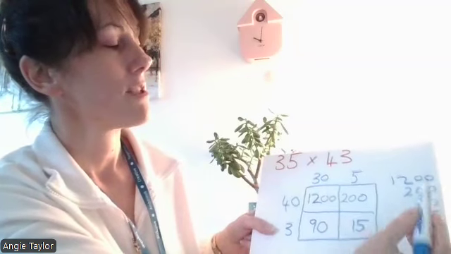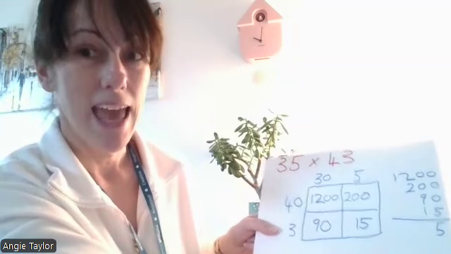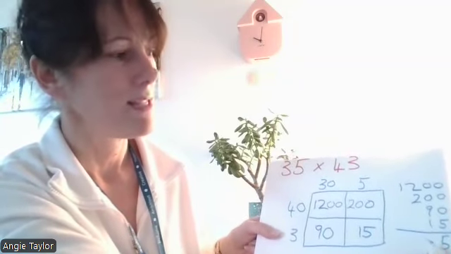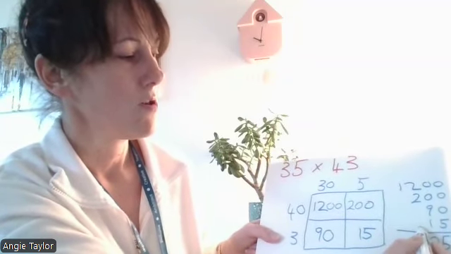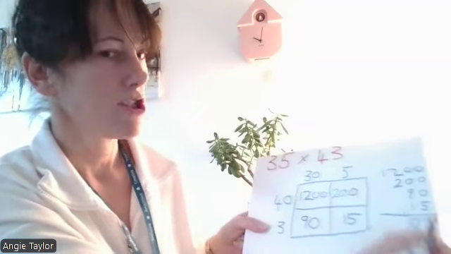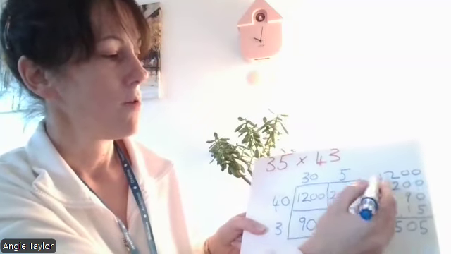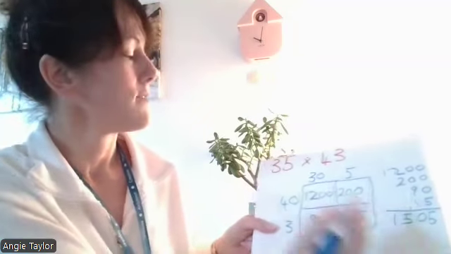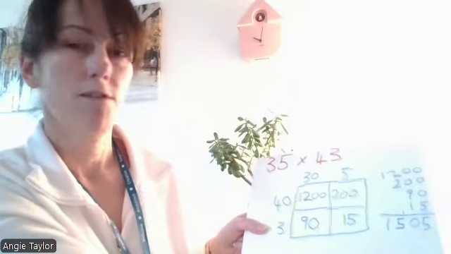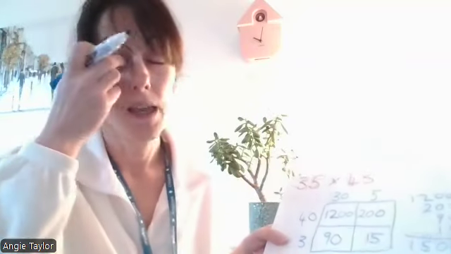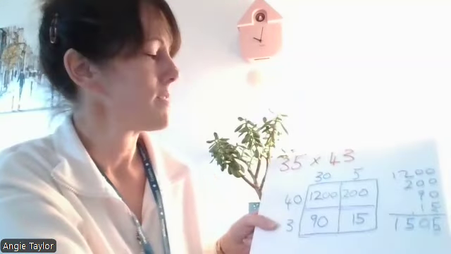So I've got 5 add 0, 0, 0. Well, that's easy, 5. And in this column, 9 add 1 is 10. I can't put 2 digits into my answer, so I'm going to put the 0, and the 1 comes into the next column. So I've actually got 2 add 1 is 3, and then 1. So the answer to my 35 times 43 is 1,505.